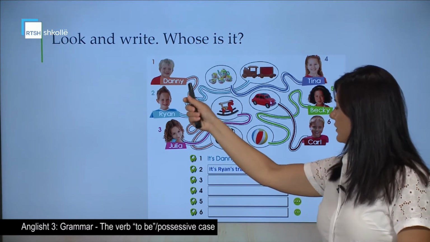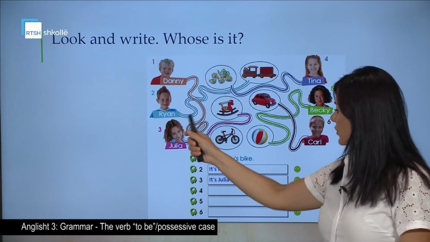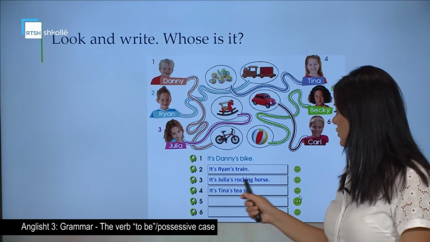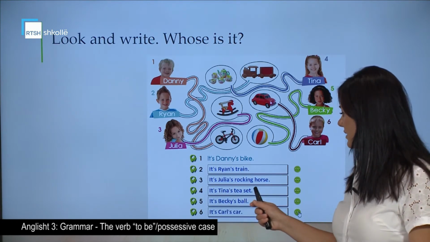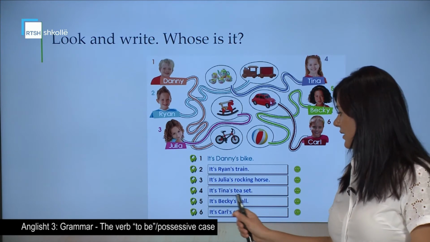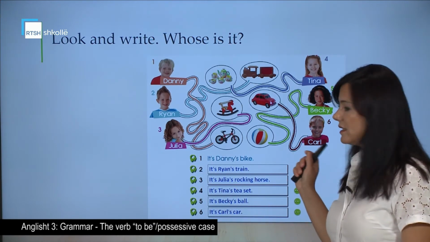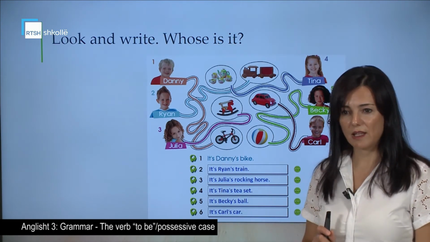Whose is it? E kujt është ajo? It's Danny's bike. Whose is it? It's Ryan's train. Whose is it? It's Julia's rocking horse. Whose is it? It's Tina's tea set. Whose is it? It's Becky's ball. And whose is it? It's Carl's car. Ajo është makina e Karlit.